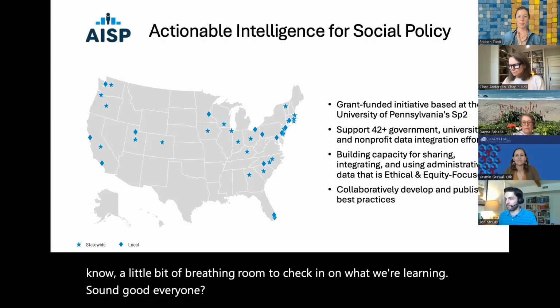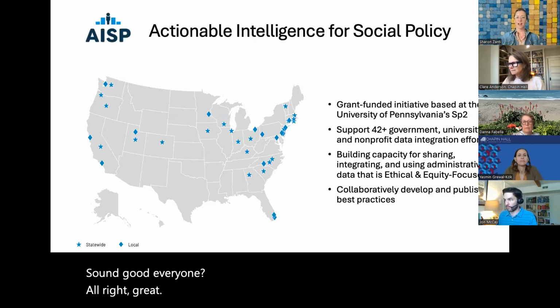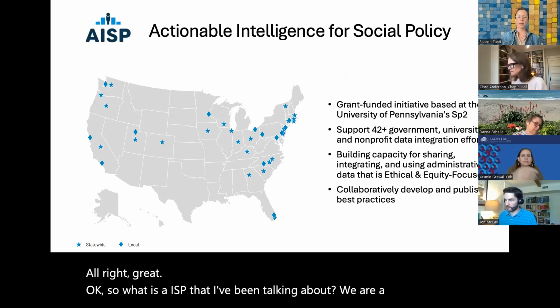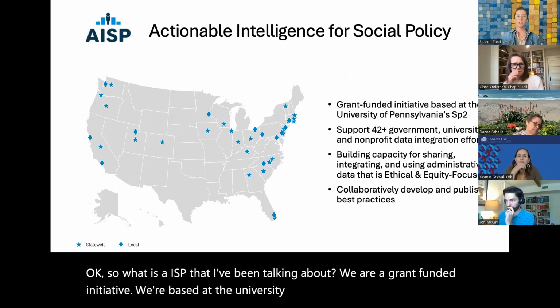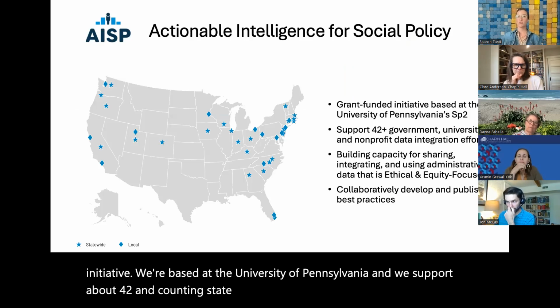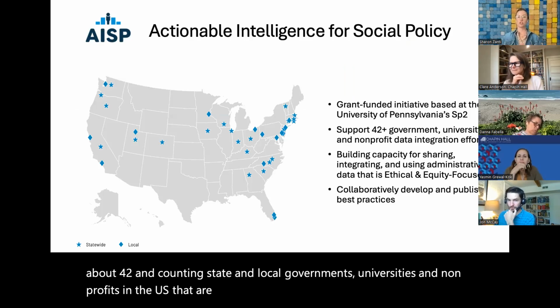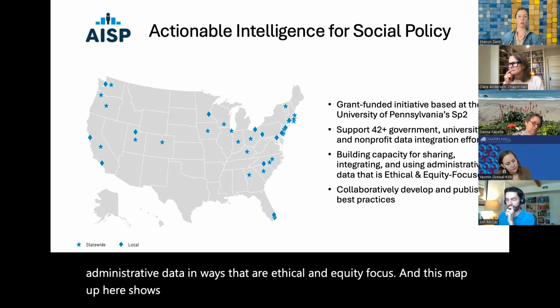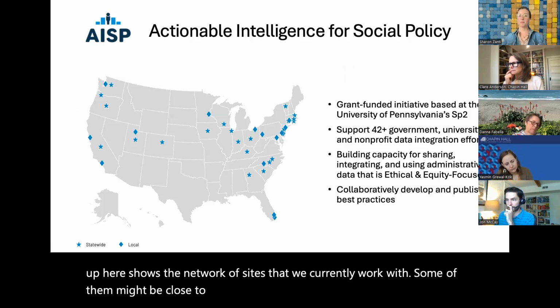Okay, so what is AISP that I've been talking about? We are a grant-funded initiative. We're based at the University of Pennsylvania, and we support about 42 and counting state and local governments, universities, and nonprofits in the US that are building their capacity to share, integrate, and use administrative data in ways that are ethical and equity focused. And this map up here shows the network of sites that we currently work with. Some of them might be close to areas where you all are.